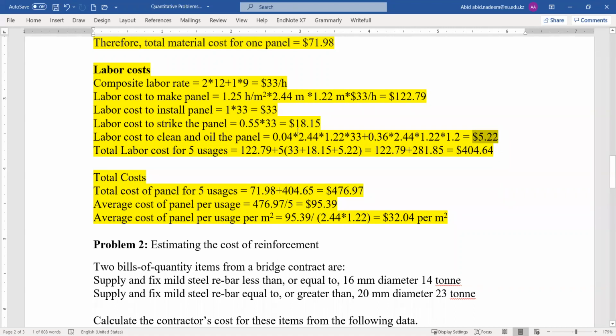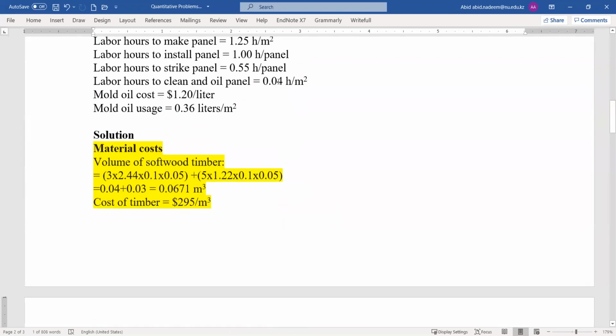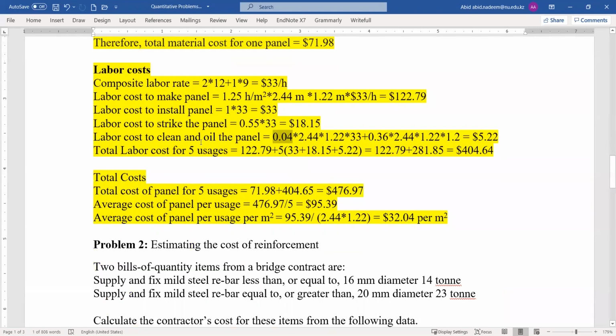But how has it been calculated? Here you can see that this is the size of the panel, and this is the productivity factor. What is that productivity factor? It is 0.04 hour per square meter. That means for oiling and cleaning, 0.04 hours are needed per square meter. For how many square meters? This many square meters. So this much hours will be needed, multiplied by 33. Okay, so this is for the cleaning.